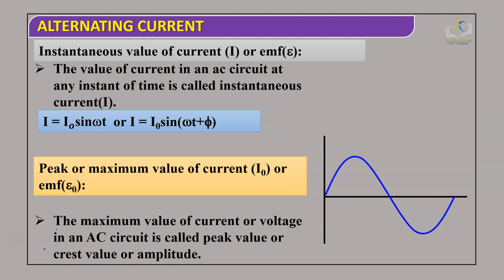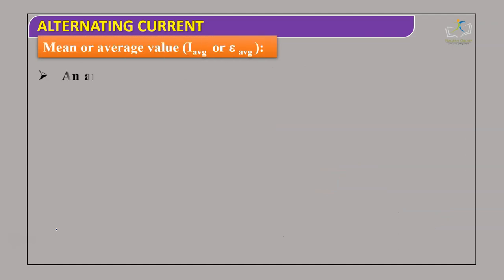As you can see over there, this is an alternating current symbol. In the case of a current, this will be the I naught and t graph, and this is the case for an EMF, the E naught and t graph.